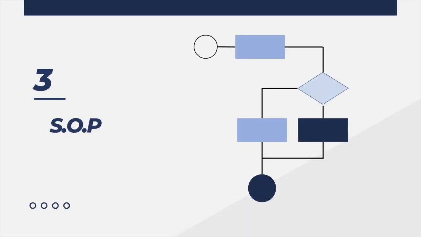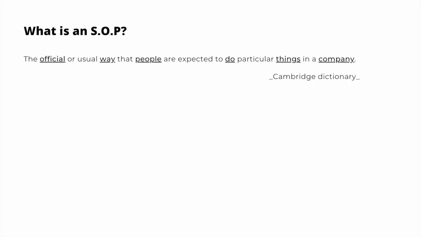So what is an SOP? By definition, an SOP, or a standard operational procedure, is the official or the usual way that people are expected to do particular things in a company or organization.